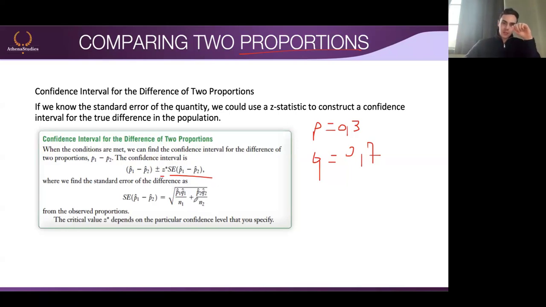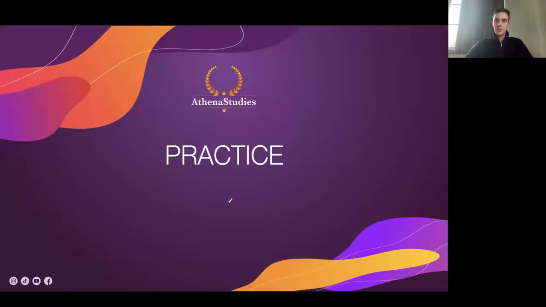And we do the same with the second sample: P2 multiplied by Q2 divided by N2. And always N is the number of observations, for the first and the second sample. All right, I think that's pretty much it for the theory.